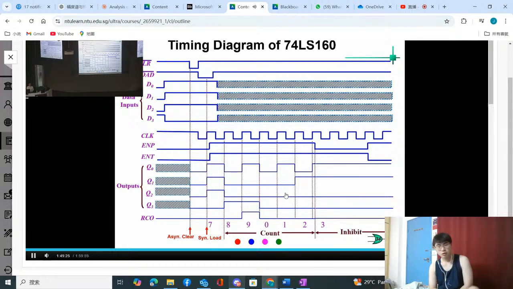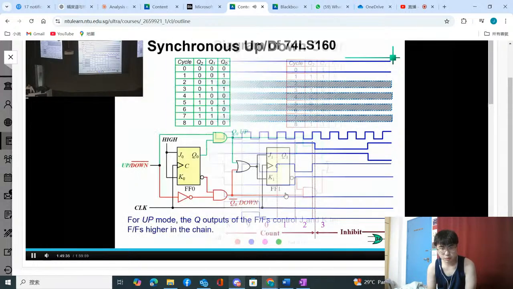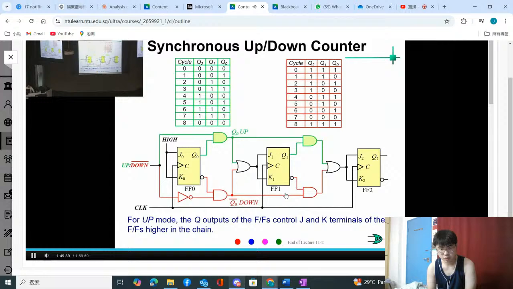Because this is a sequential logic circuit, the output will not be the same if you have a different input and different state. Okay, this will be the last slide. Oh, not yet. Okay, this is the last slide.